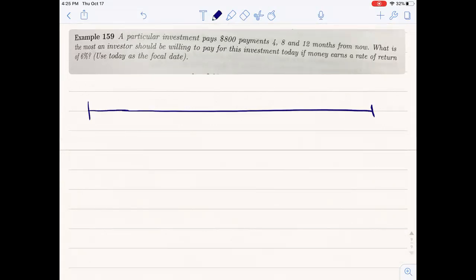Okay. So it's a timeline, right? So we start today, and then I'm going to make a tick at 4 months, at 8 months, and then the last tick is going to be at 12 months. 4 months, 8 months, and at 12 months. So there, I've got the first step of my timeline done, right? I've put the dates on, I've got my ticks up.